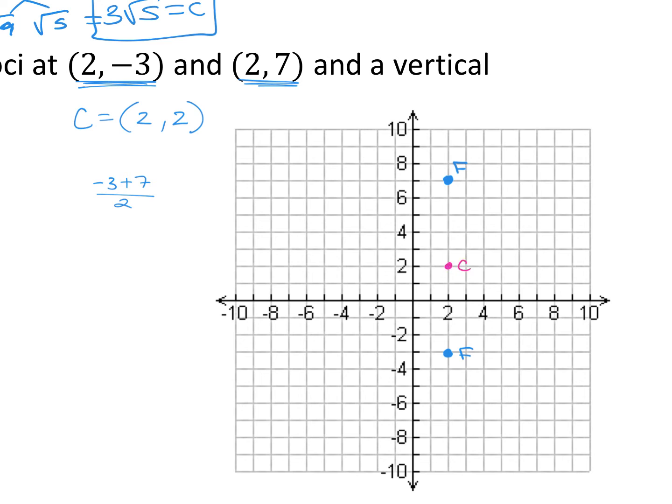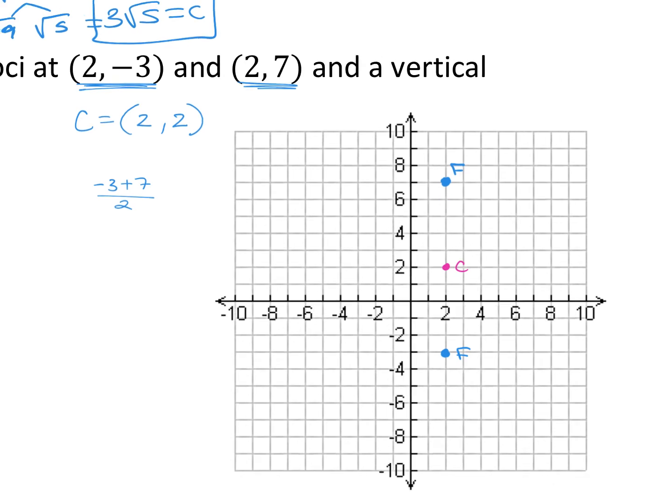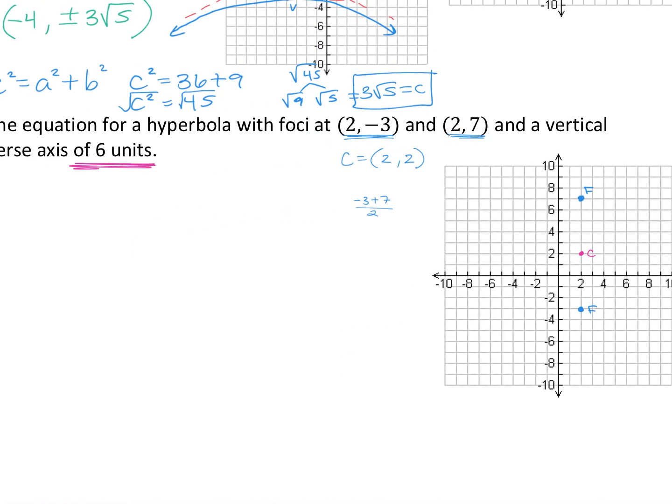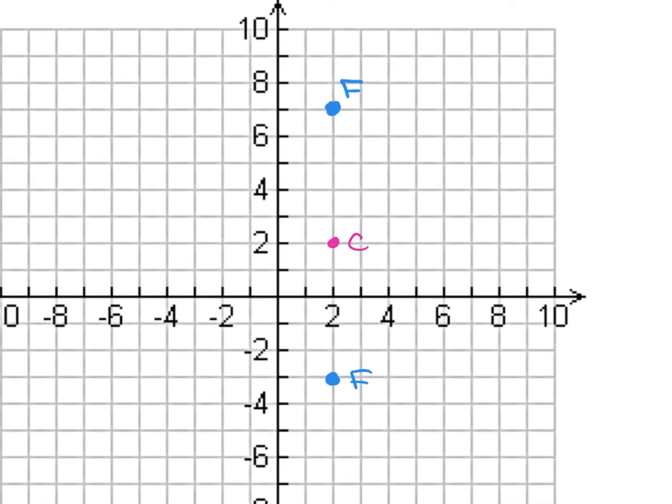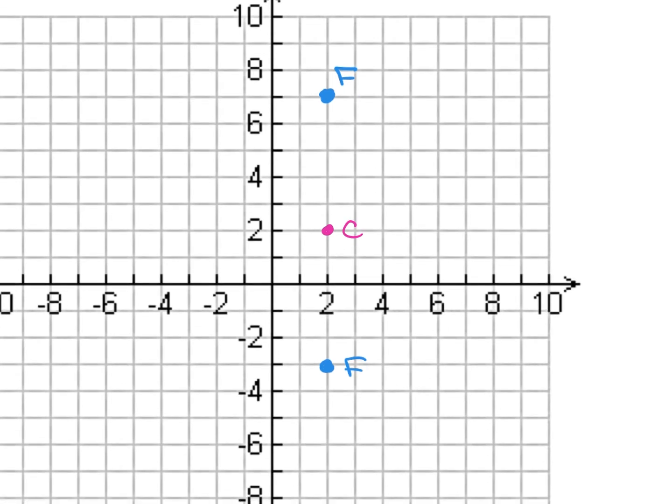Okay? It says you have a vertical transverse axis of 6. Can you tell me where your vertices are going to be then? Where do you go from center? Say it again. (2, 5). Yep. You're going to go up 3 and down 3, right? If the transverse axis has to be 6, up 3, 1, 2, 3 is going to put you at (2, 5). So that's one vertex. And then down 3 is going to put you here for your other vertex, (2, -1).